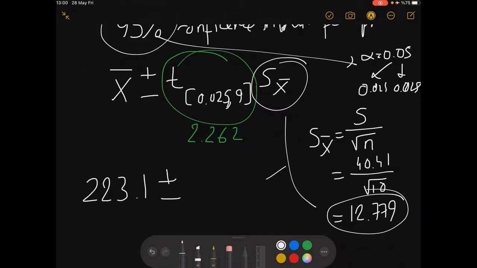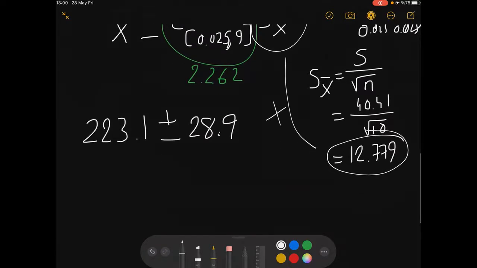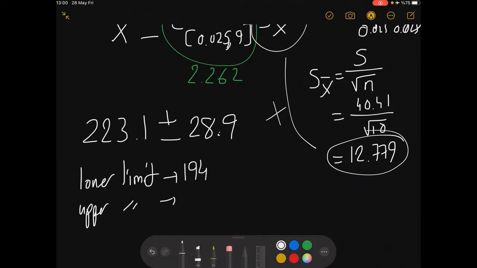When you make this necessary multiplication here, you will end up with hopefully 28.9. Please use your calculator as well, and then you can have your lower limit and upper limit here comfortably. Your lower limit should be 194.2 grams, and your upper limit will be 252.0 grams. So what does this mean?